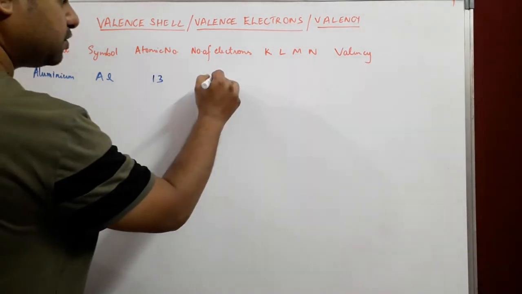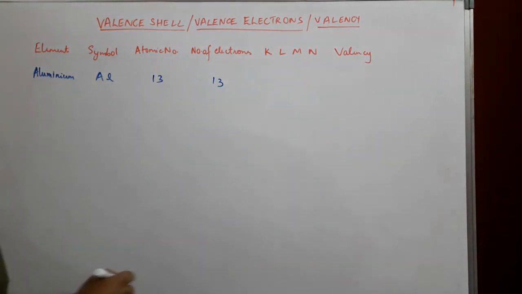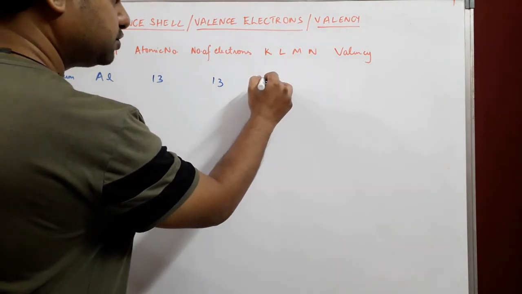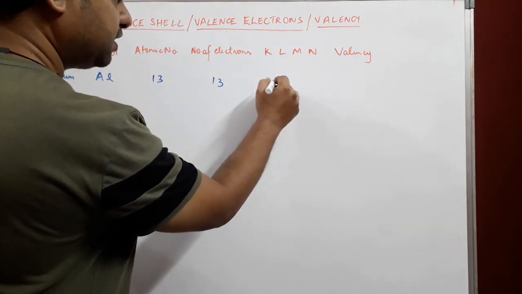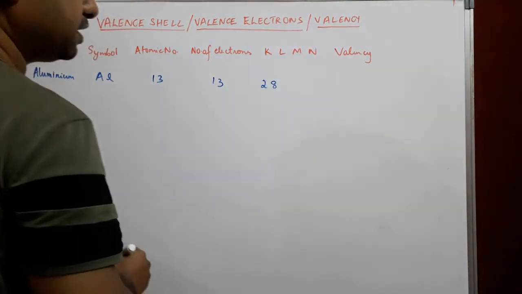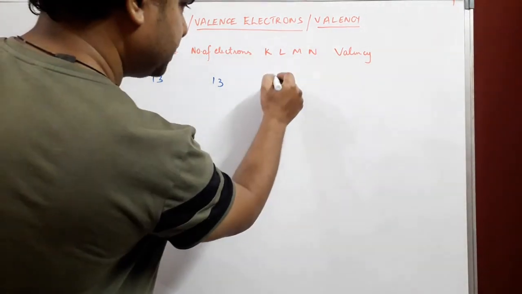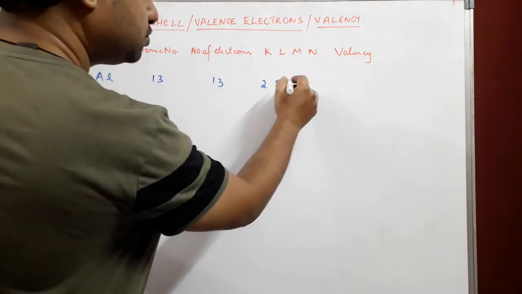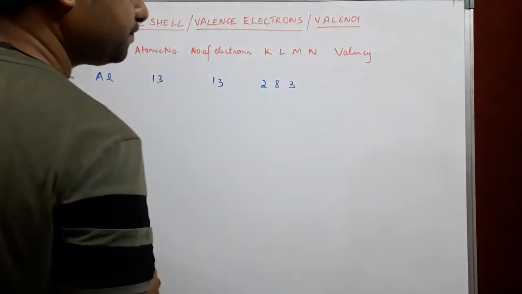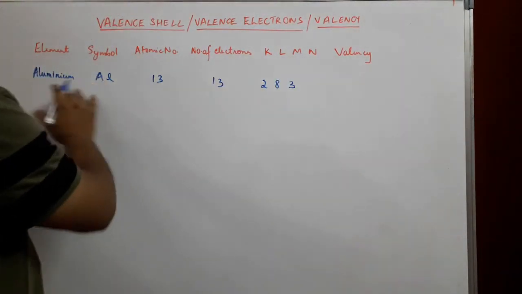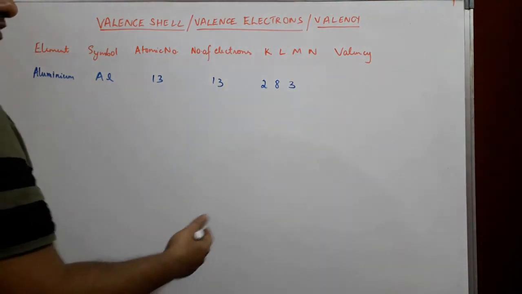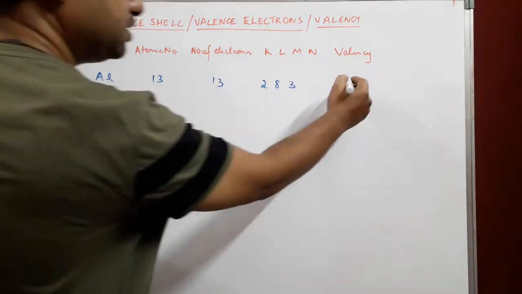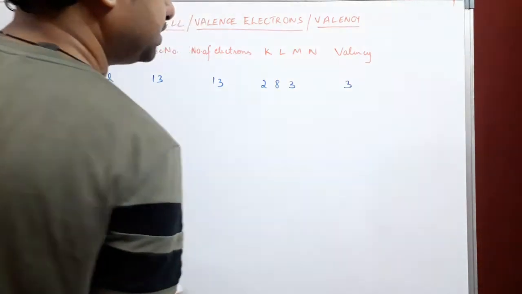So number of electrons would be 13 as well, and the first 2 electrons go in the K shell, then the next 8 electrons fill up the L shell. So 3 electrons remain and those go into the M shell. Okay. So it is easier for aluminium to lose 3 rather than gain 5. Hence the valency of aluminium is 3.